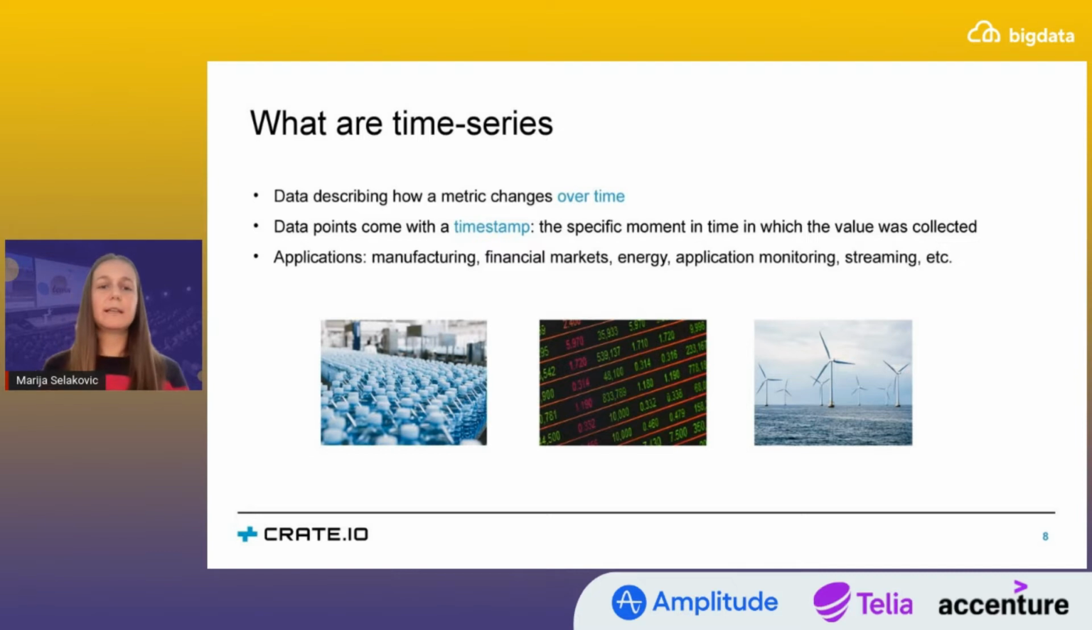Simply speaking, time series data is data that describes how a certain metric changes over time. And it's usually associated with a timestamp. Every record in a time series database is associated with a timestamp. This is a moment in time at which the value is collected.